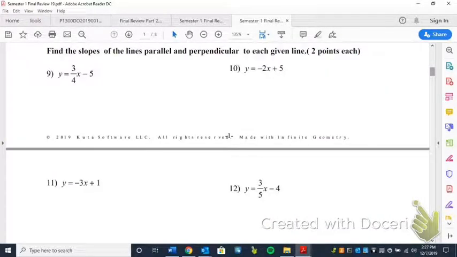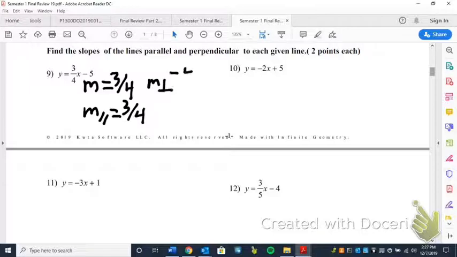Okay, slopes of the lines parallel and perpendicular to each given line. So all of these are in slope-intercept format. Y equals mx plus b. So I identify the slope, m, 3/4. Now I know that parallel slopes are identical. So anything parallel to that is going to be 3/4. Anything perpendicular to that is going to be the negative reciprocal. Remember how we do that is we flip it upside down, change the sign, and there we go.